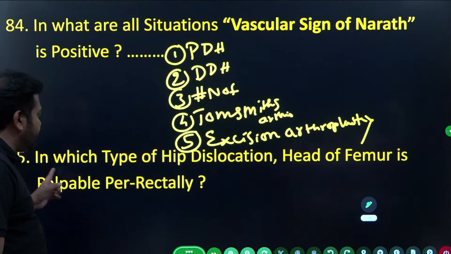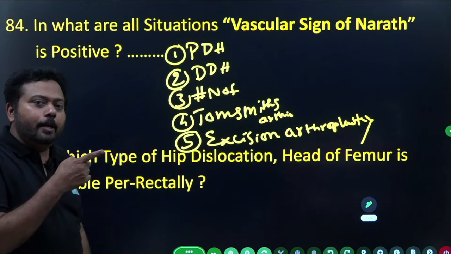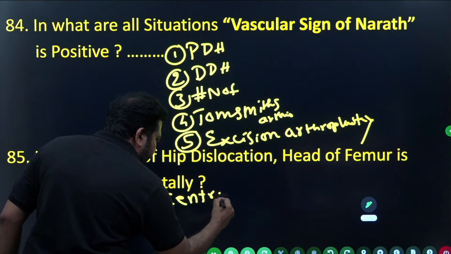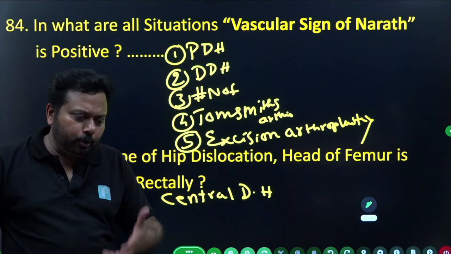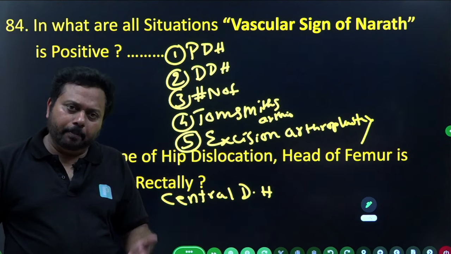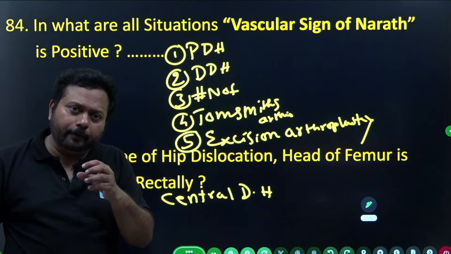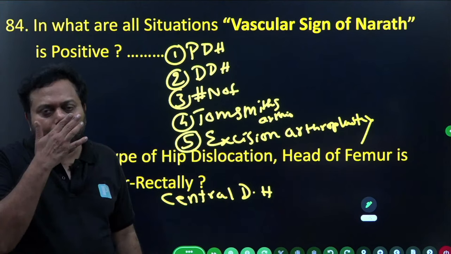In which type of hip dislocation is the head of femur palpable perirectally? You are doing a perirectal examination, something comes up and obstructs, you are seeing a bony mass, and that is the head of the femur. Answer is central dislocation hip. Dislocation hip is of three types: posterior, anterior, central. Posterior dislocation, head of femur is behind the acetabulum; anterior, in front of the acetabulum. In central, the head of femur will pierce the floor of the acetabulum so that the head will enter into the pelvic cavity, so that whenever you are doing a perirectal examination, it is felt. Okay? Yes.